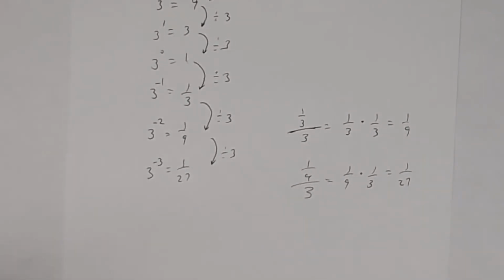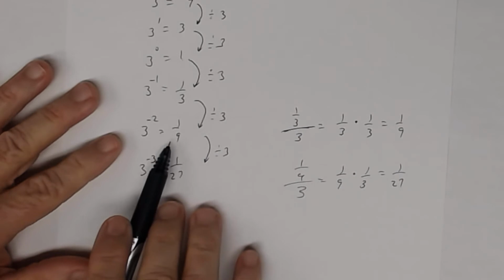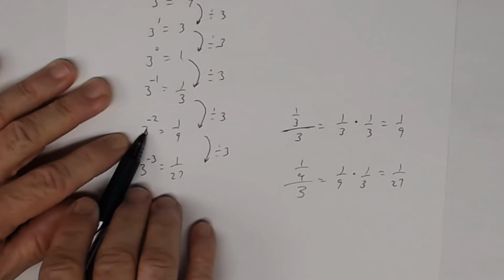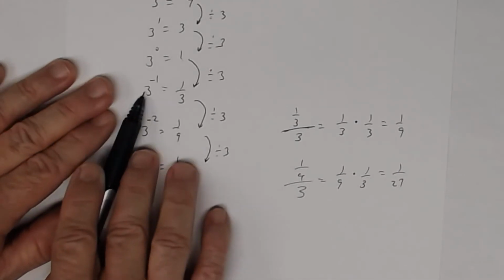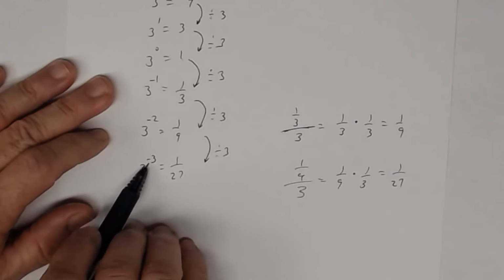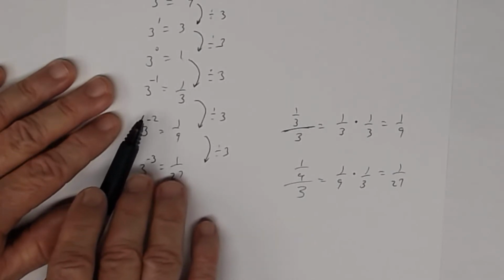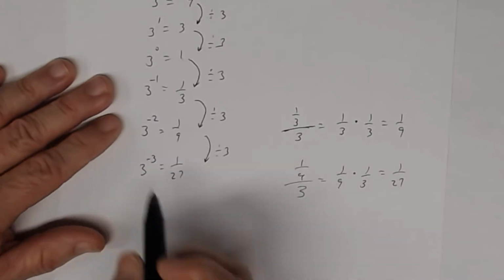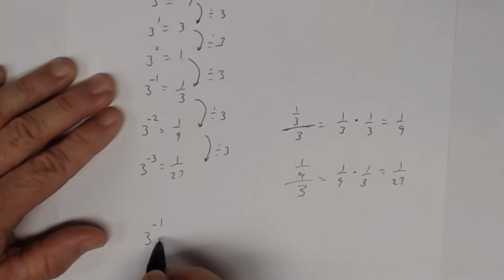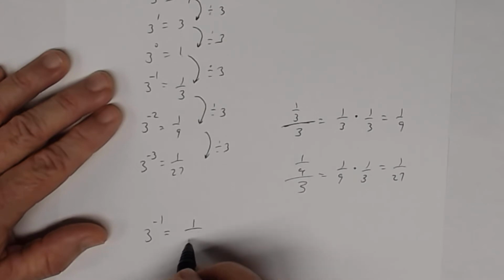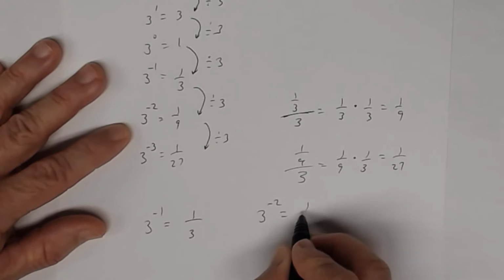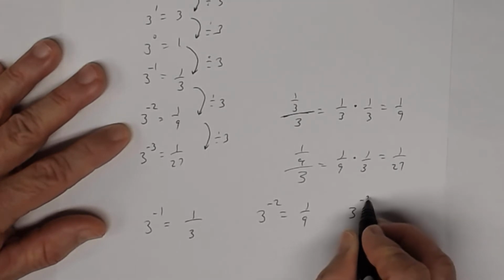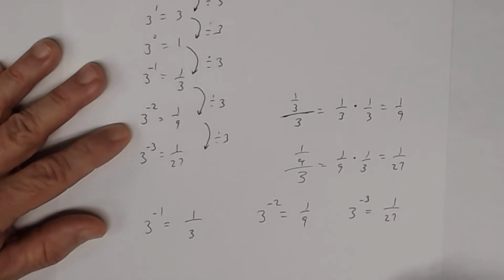And so I want you to think about what's happening. So you see where I have 3 to the negative second is 1/9, and then 3 to the negative 1 is 1/3, and 3 to the negative third is 1/27. I want you to think about what's happening right here. If I take 3 to the negative 1, we know that's equal to 1/3. If I take 3 to the negative second, we know that's equal to 1/9. If I take 3 to the negative third, we know that's equal to 1/27, correct?